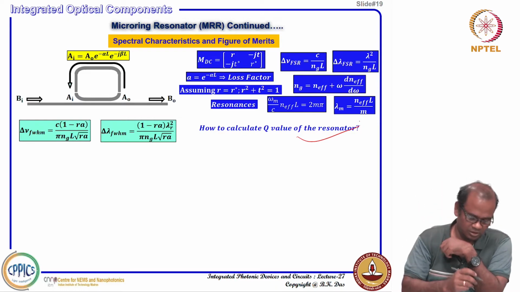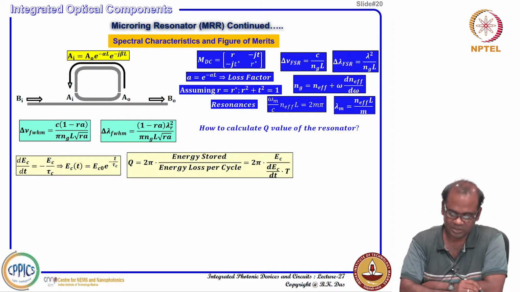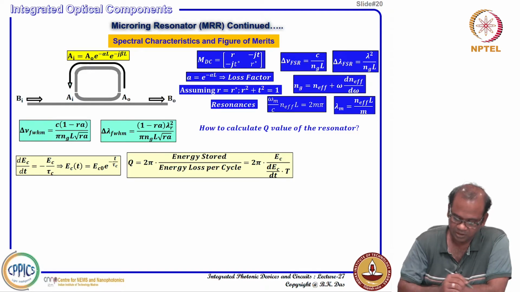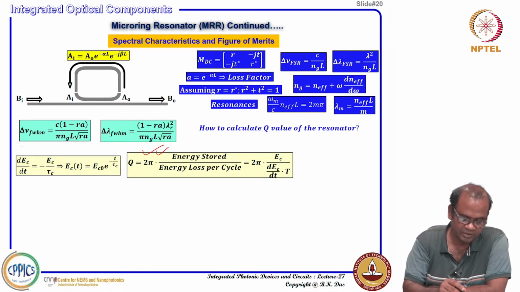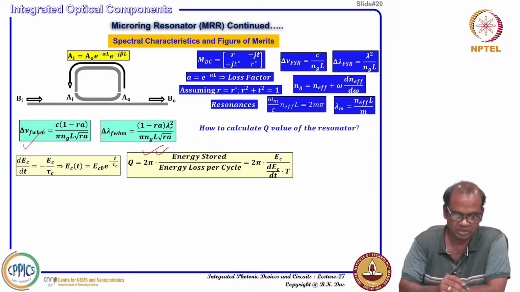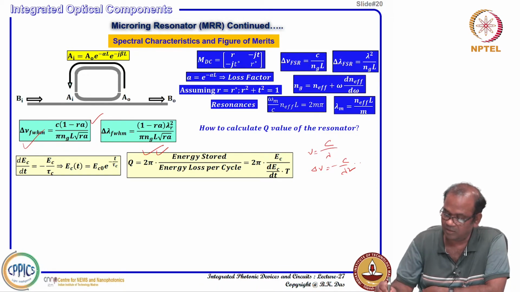In principle, let us concentrate on this. We have already defined delta nu in terms of frequency, the full width half maxima. This is the expression we have derived, and if you convert into delta lambda, you know C by lambda equals nu. So, delta nu equals minus C by lambda square times delta lambda. So, I can write delta lambda, where lambda r is the resonance wavelength we have written.